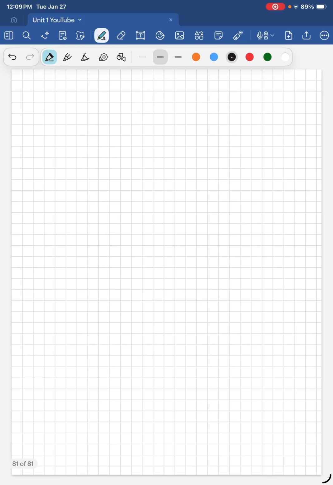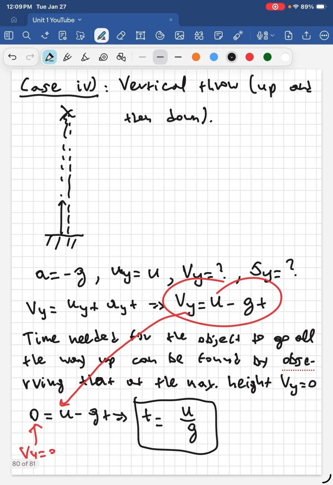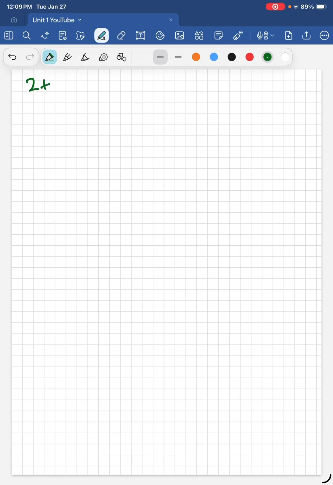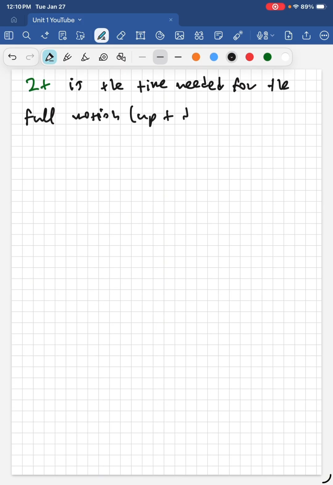This is an important thing we can find: determining the time needed to go from this position that I mark with green here all the way up. It's an important quantity because if we multiply by 2, so 2t is the time needed for the full motion, up and down.